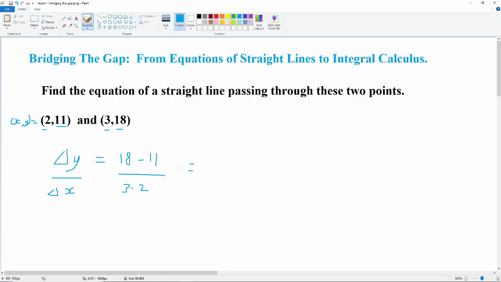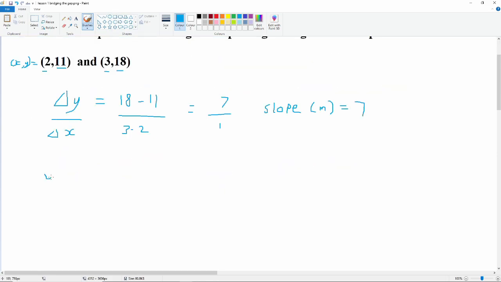Right, so 18 minus 11 is 7, and that's divided by 3 minus 2, which is 1. So our slope, which is m, is equal to 7. Okay, so y equals 7x plus c.